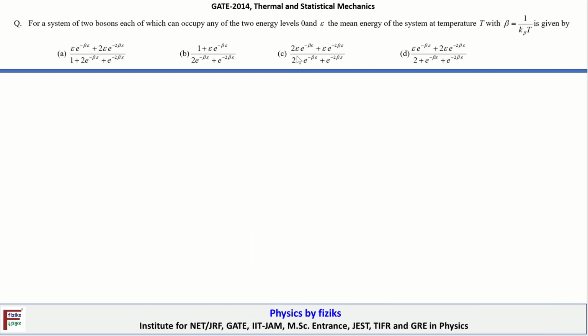So now let's continue with the next problem. For the system of 2 bosons, each of which can occupy any of the 2 energy levels. So we have a system of 2 bosons where they can occupy the given 2 energy levels. Okay, so let me first draw the energy levels. The mean energy of the system at temperature T.